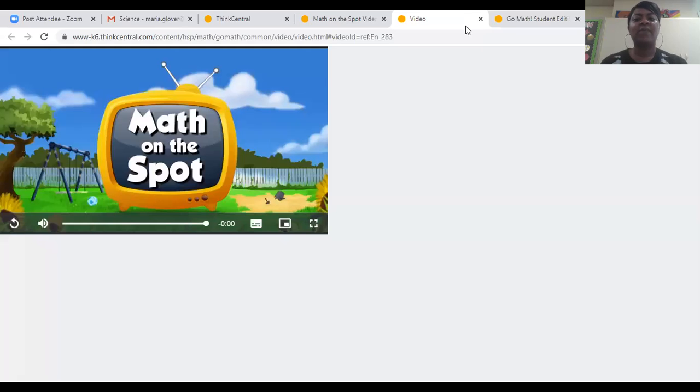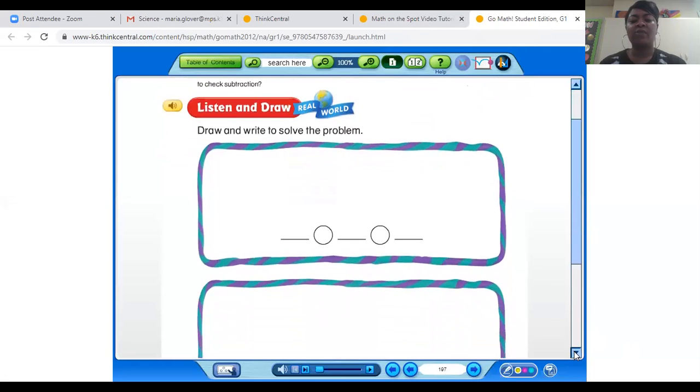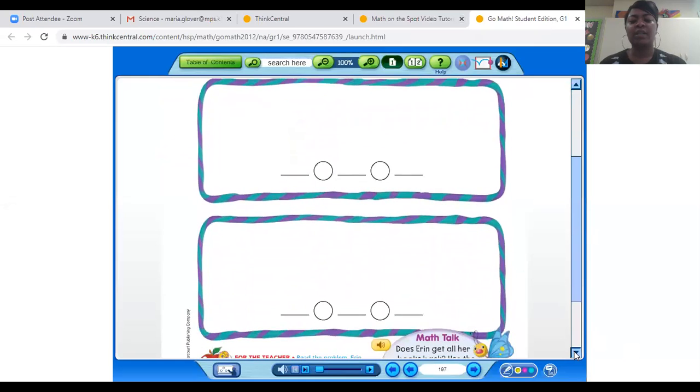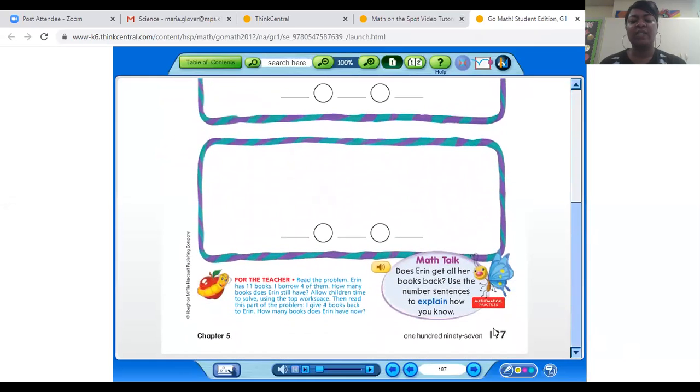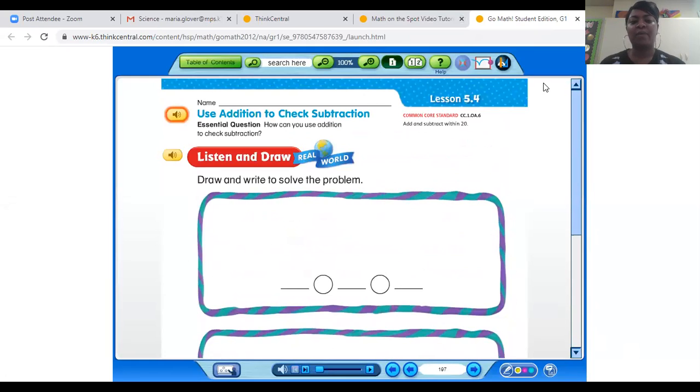All right, let's go ahead and get our Big Ideas Math book. We're on lesson 5.4, which is found on page 197. You'll see it here. And again, that's lesson 5.4. So we're going to listen and draw.